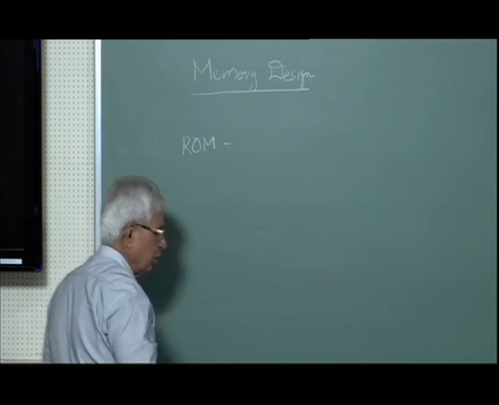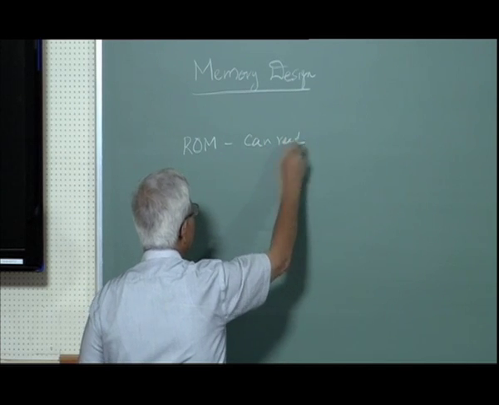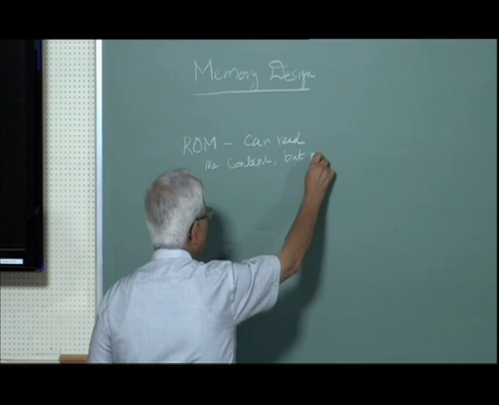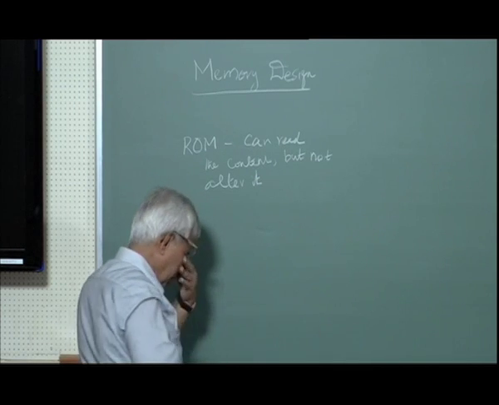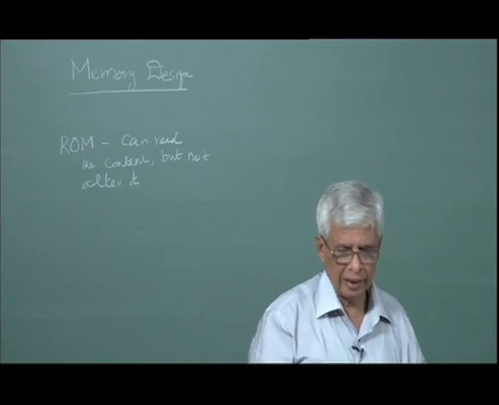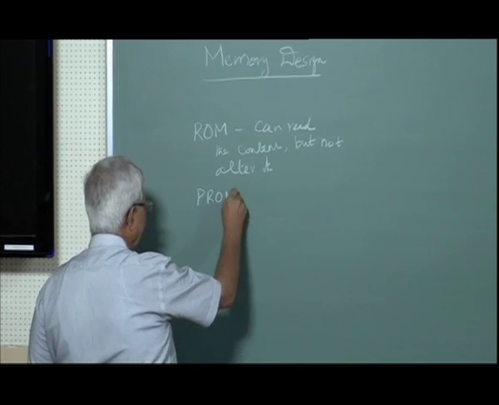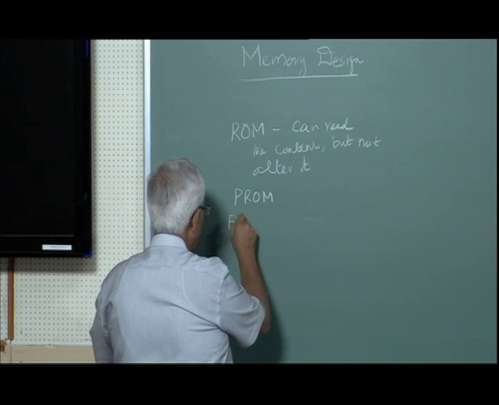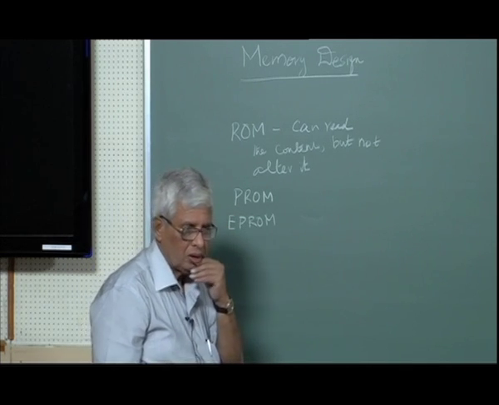Read-only memory basically means you can read what is stored in the memory, the content of the memory, but not alter it. Does not mean that you cannot change it. You can erase and program. So, when you say PROM, it is a programmable read-only memory where you can put the content, change the content. Before that, if you want to erase the memory, you can say EPROM, erasable programmable read-only memory.